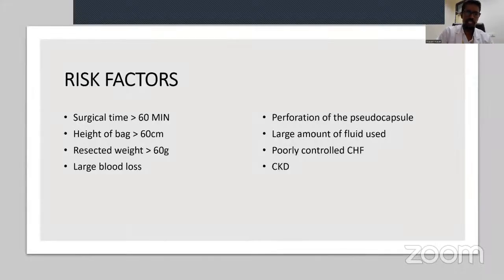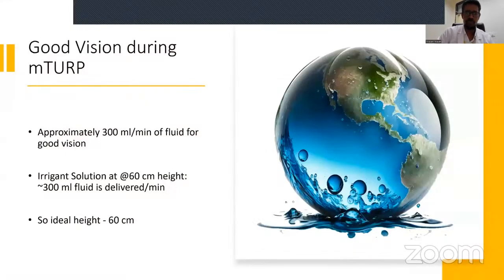Risk factors for all this are increased surgical time and keeping the irrigating fluid at a great height, more than 60 centimeters. This is a rule of 60: operating more than 60 minutes, with a bag at a height of more than 60 centimeters, resected weight more than 60 grams could increase the risk for this TURP syndrome, especially if it is associated with a large amount of blood loss or pseudocapsule perforation, a large amount of fluid has been used, or the patient had pre-existing congestive heart failure or CKD. These are all various risk factors.